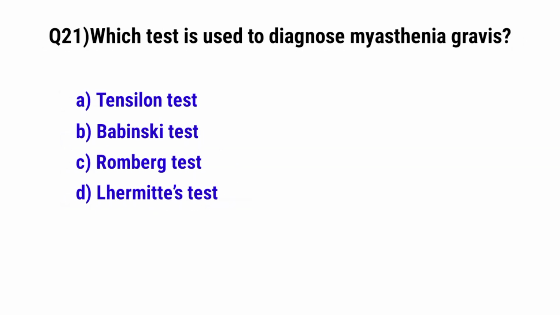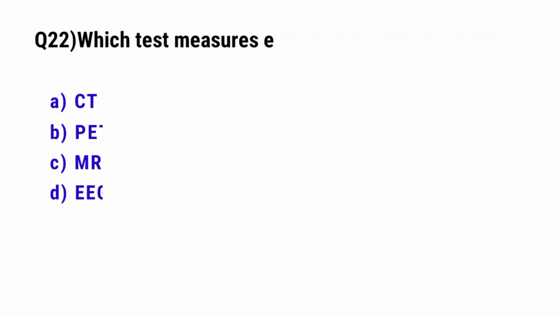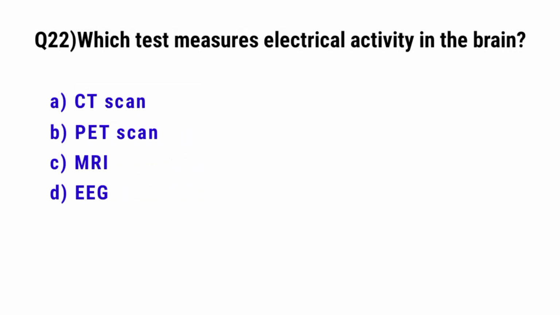Question number 21. Which test is used to diagnose myasthenia gravis? The correct option is A. Tensilon test. Question number 22. Which test measures electrical activity of the brain? The correct option is D. EEG, electroencephalogram.